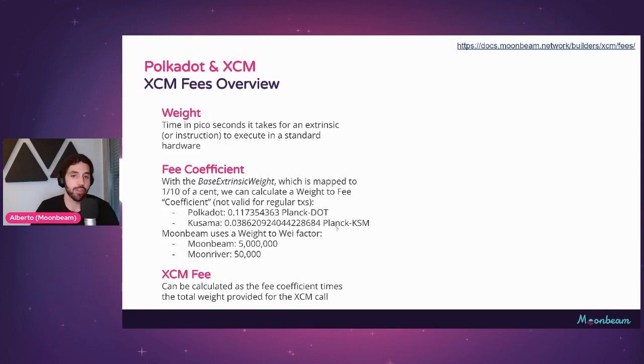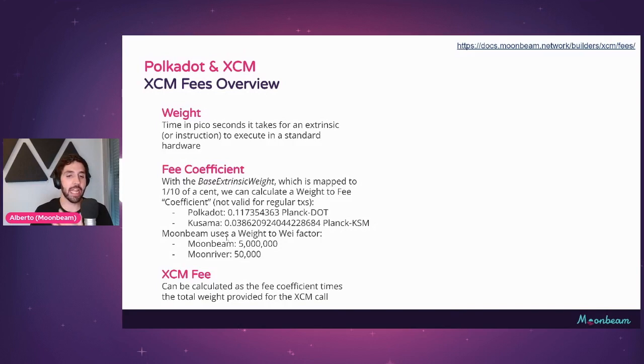Only for XCM instructions, only for XCM execution, you can actually find a fee coefficient between weight and cost, okay? This is not really valid for regular transactions because regular transactions have things like block capacity and how overloaded the network is and so on. But only for the case of XCM instructions, you can calculate a fee coefficient that in this case, for Polkadot, is this amount in Planck DOTs. Planck DOTs don't have decimals, but bear with me. And you can find this amount for Planck KSMs.